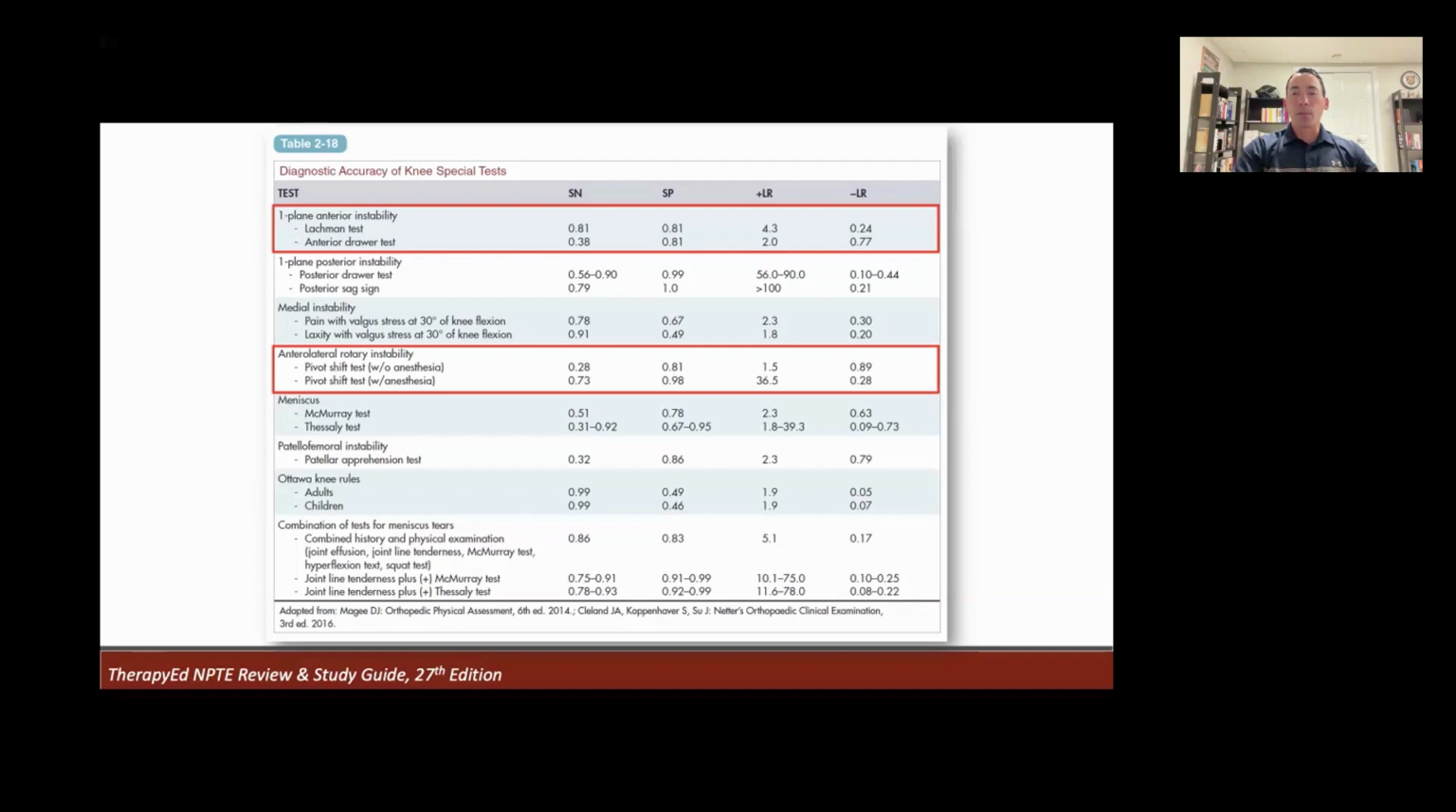And as I said previously, it's difficult to do. A lot of times you can't even do it on the patient. So the sensitivity and likelihood ratios are much better when the test is performed with anesthesia than when it's performed without anesthesia. And you can see that there on the slide.